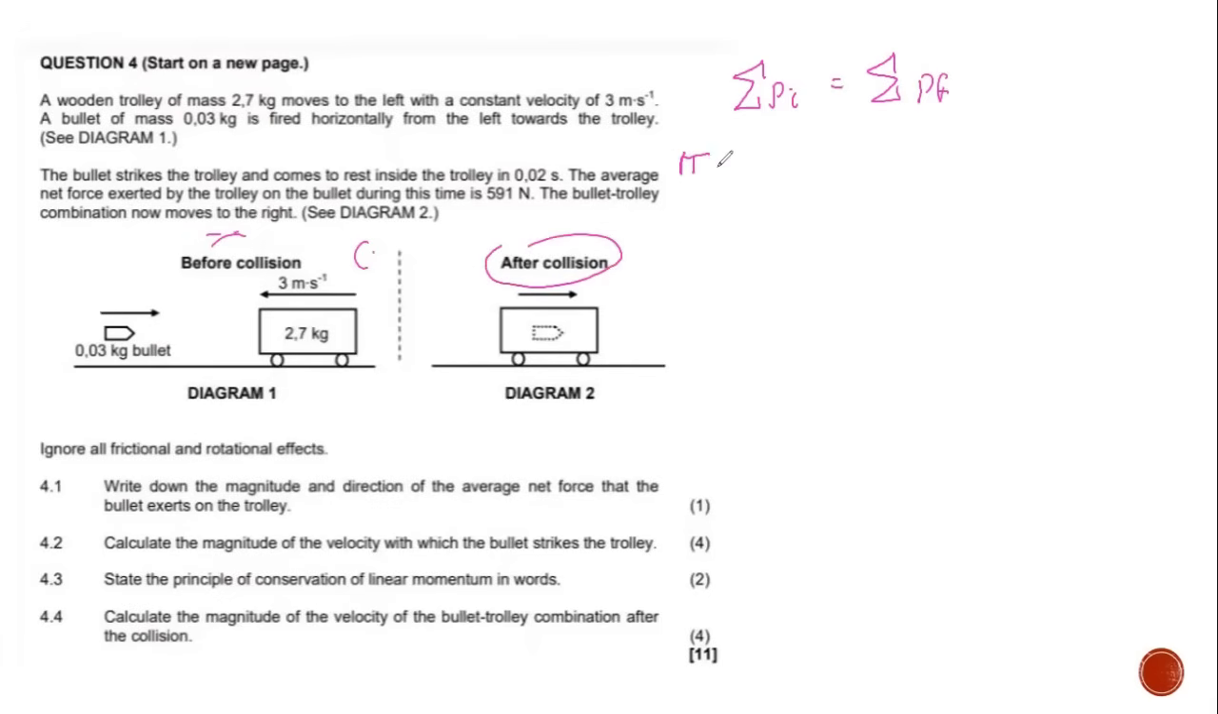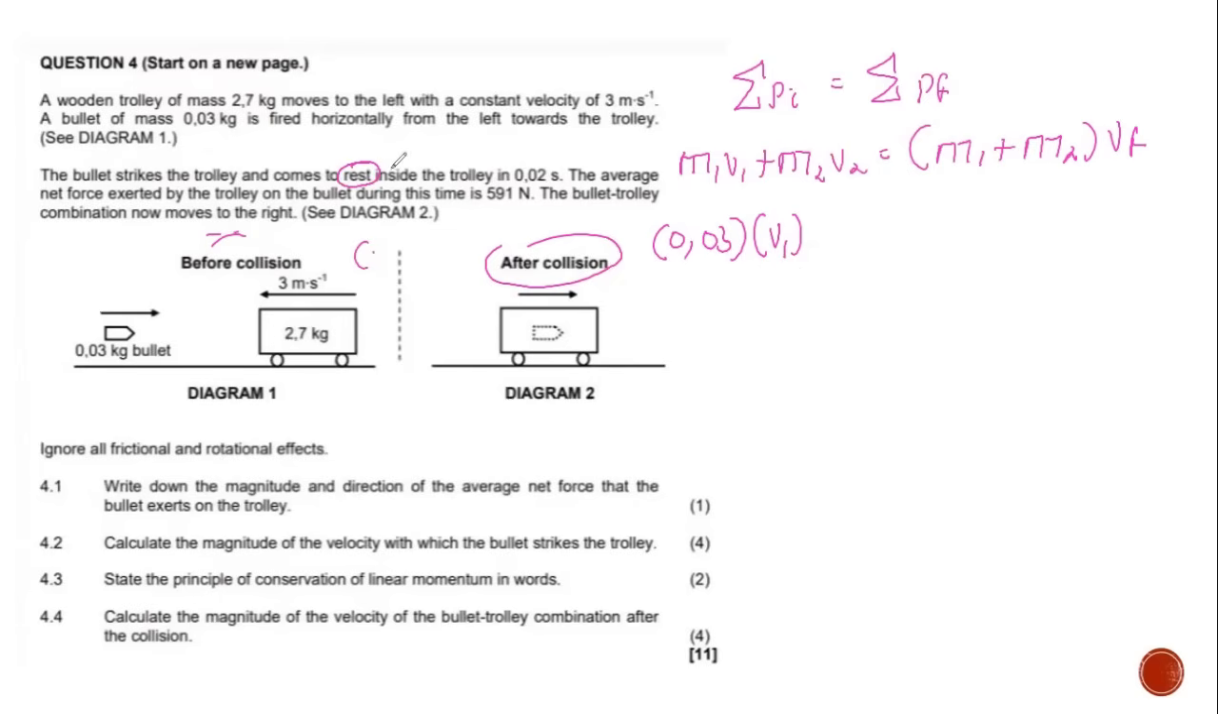So this is supposed to be m1 v1 plus m2 v2. Then after the collision, they obviously have to share the same velocity since they are moving as a unit. Now m1 here, that's the bullet, 0.03. And then the initial velocity, this is what we are looking for, v1. Now others might say, but then they said the bullet strikes the trolley and comes to rest.